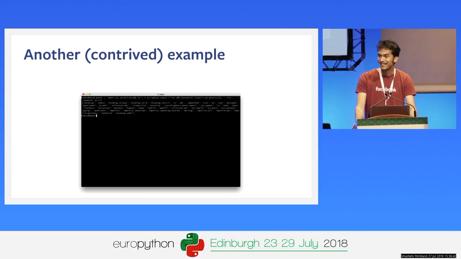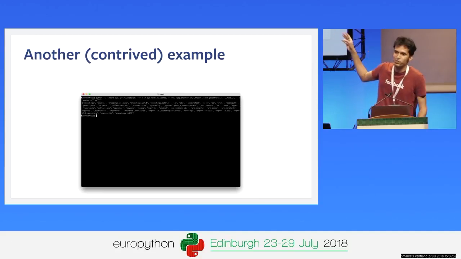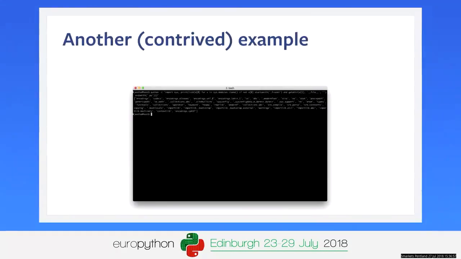Sorry? I don't know how to go about doing that. Let's see. Yeah, so essentially I'm just importing sys, and I'm printing sys.modules and excluding anything starting with underscore frozen there.